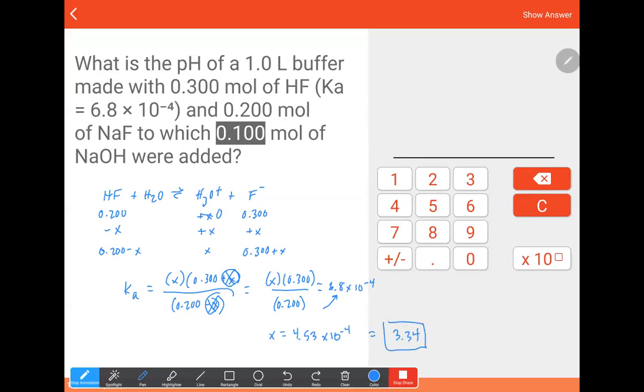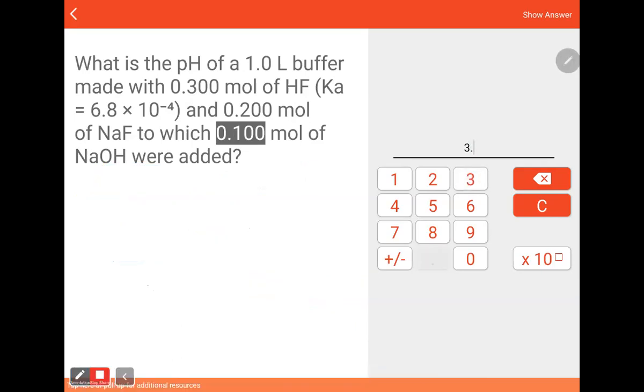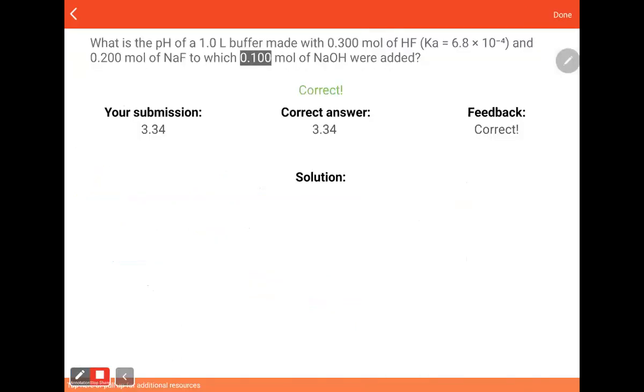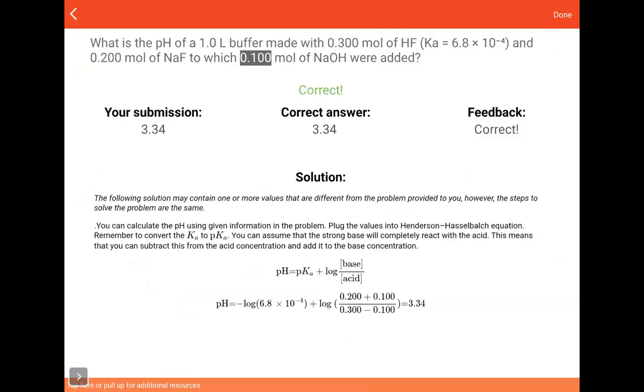So two different ways to solve it. I can use my ICE table. This is my ICE table after that original one, where I reacted HF with OH minus to determine how much F minus I would have. And then I set a new ICE table. There's at least one problem where it'll have you write that first table, OH minus reaction with the weak acid. Then you'll do a second table that will look like this, and then you'll set it over Ka, and then you will solve for pH. So look for that problem as well. Let's put in our 3.34. There we go. And they show Henderson Hasselbalch.